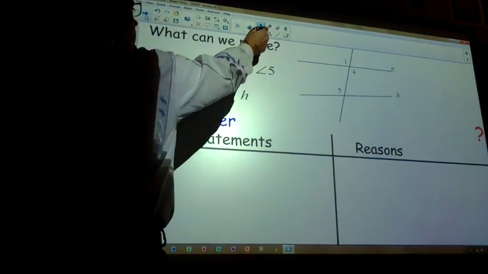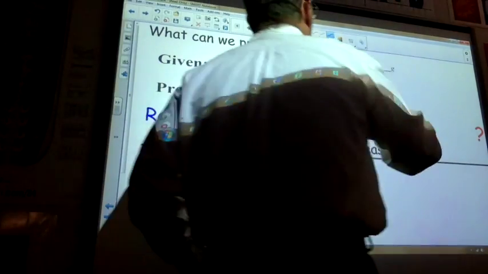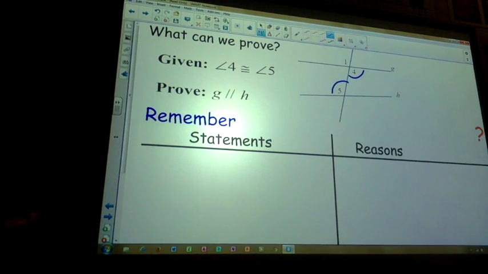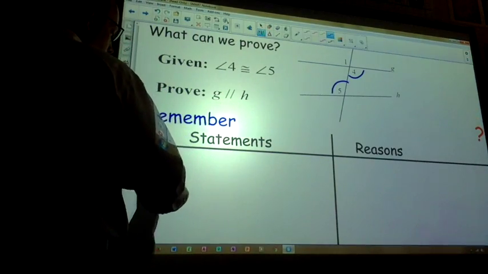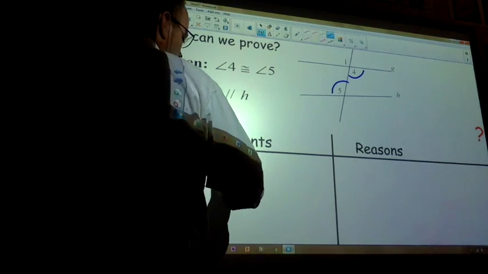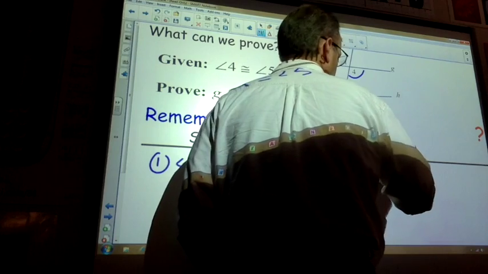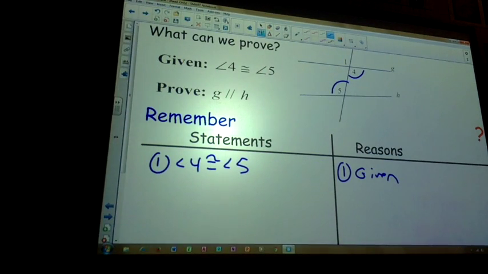Okay. So what can we prove? Given angle 4 is congruent to angle 5. What kind of angles are those? Alternate interior, okay? So we know those. So our given, we could say that angle 4 is congruent to angle 5. That's a given. So we want to prove that G is parallel to H using the last one.